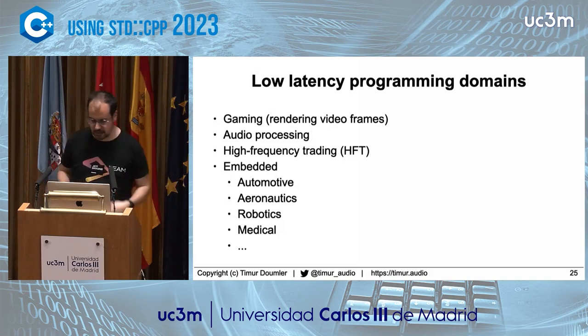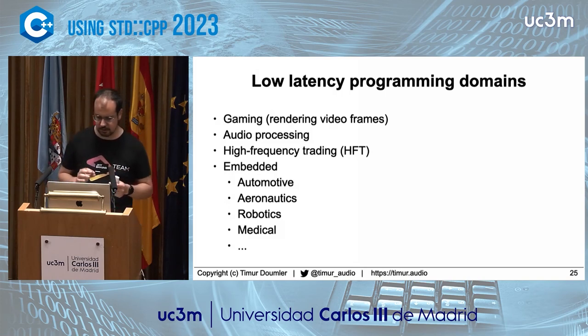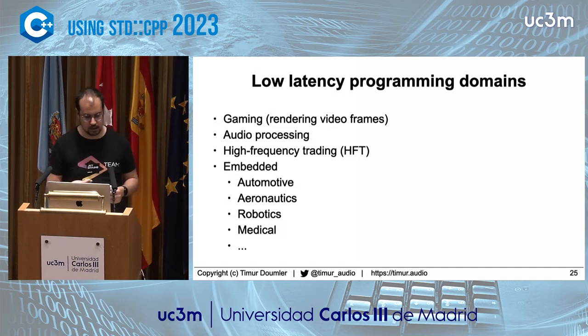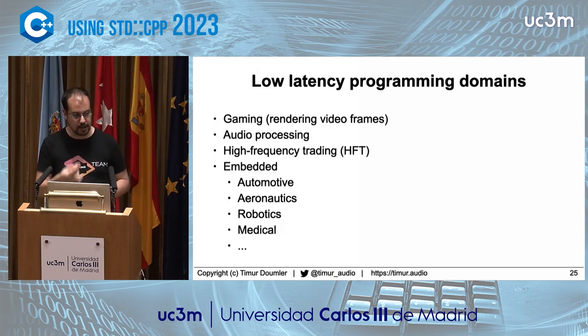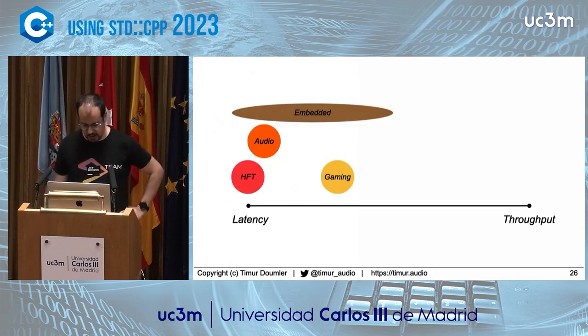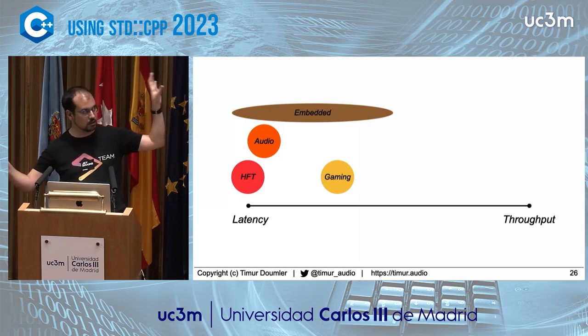And then we have embedded, which is really a vast field. And I guess not all use cases of embedded systems, but a lot of them fall into this low latency stuff as well. So we have automotive, aeronautics, robotics, medical applications, elevators, all kinds of stuff where the system has to react really fast, and it has to react within a certain deadline. Otherwise, it's considered incorrect, right? So you have these real-time constraints in a lot of these systems. So, if you look at this on a spectrum, like what are you optimizing for, we can put these different use cases or these different industries on this kind of spectrum.